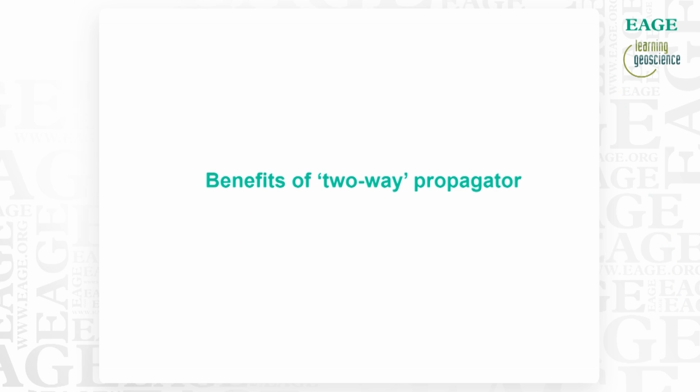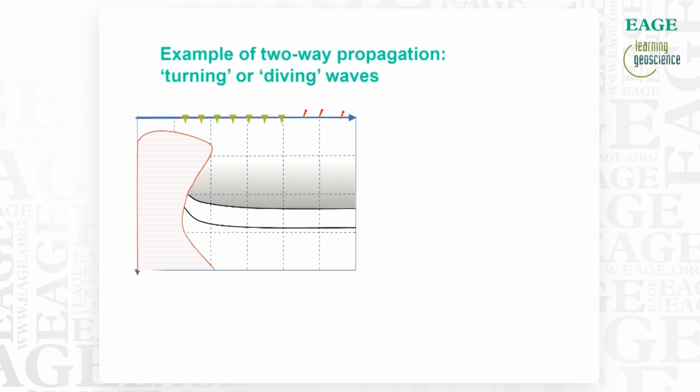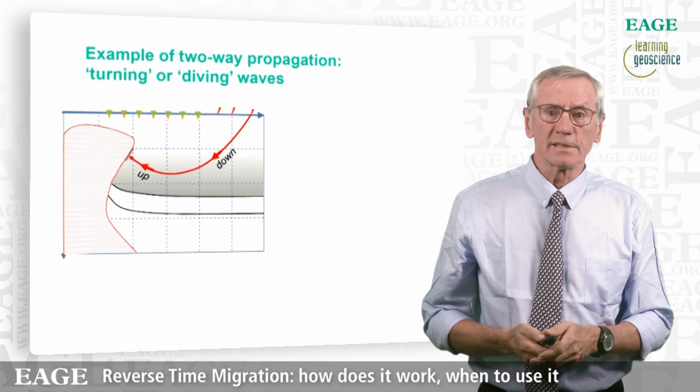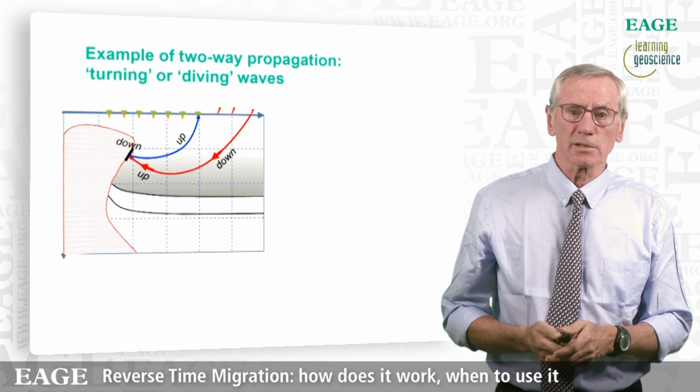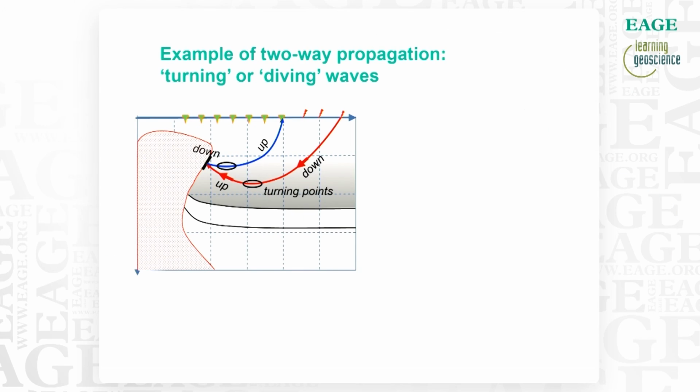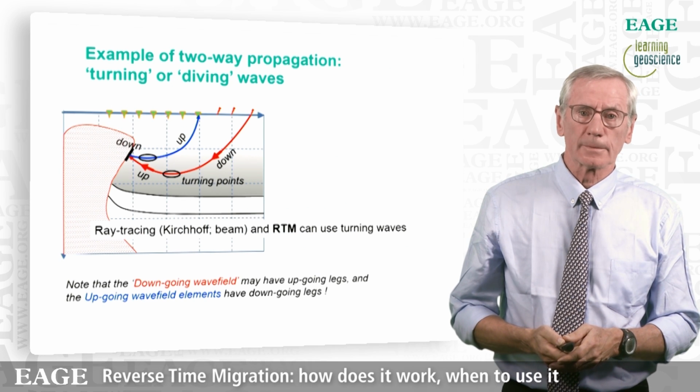RTM uses a two-way propagator. What's the difference with one-way propagators? Typical examples are diving or turning waves, which may exist in a medium where velocity increases with depth. The downgoing wave is refracted up to the turning point where it starts to propagate backwards to the surface. Two ways, up and down. Ray-based migrations emulate these two types of two-way propagations, and RTM, which uses wavefield extrapolation in time as we saw earlier, has no limitation either. Both allow us to image overhangs, provided they were illuminated during the survey.